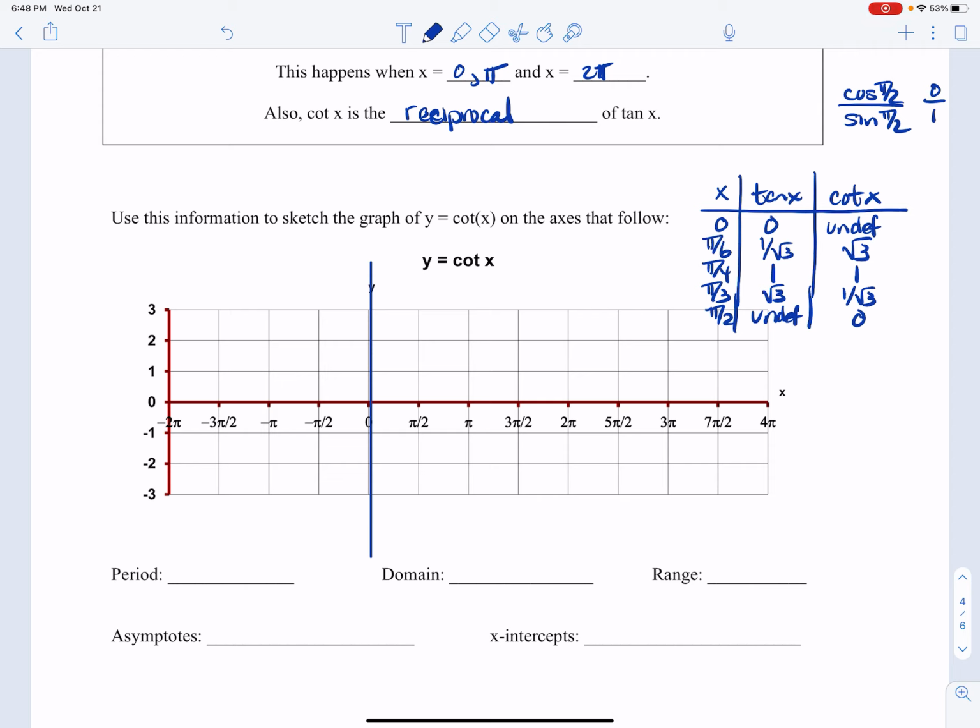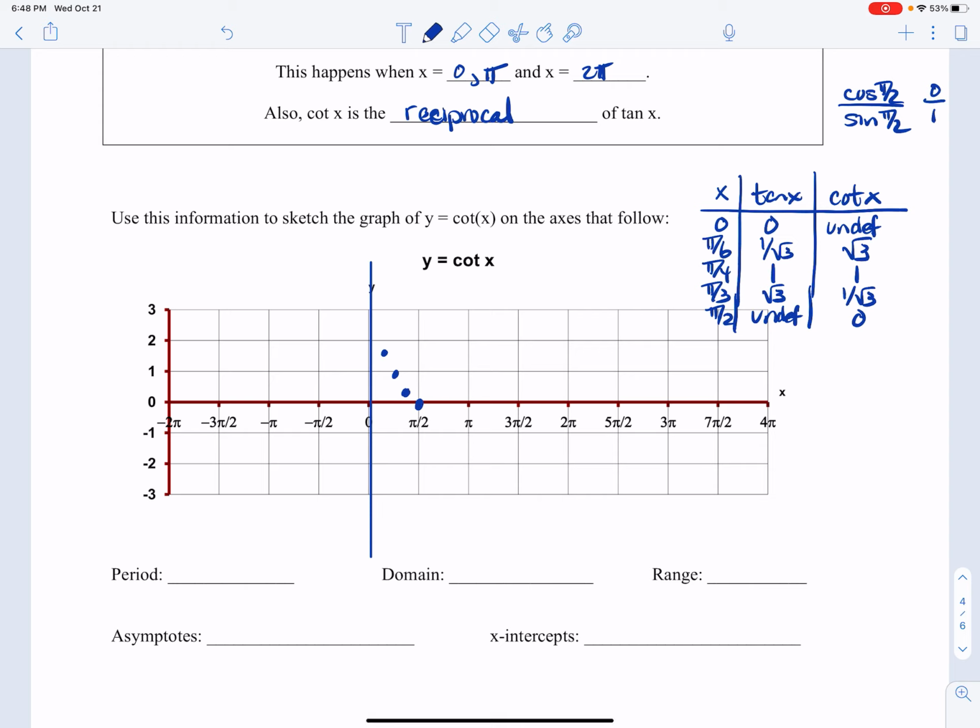So pi over 6, about a third of the way between 0 and pi over 2. The y value is root 3, which again is about 1 3/4. At 1, we have 1. So pi over 4, we have 1. And at pi over 3, we have 1 over root 3, which is a little smaller than a half, so we're probably about there. And then at pi over 2, we're at 0.